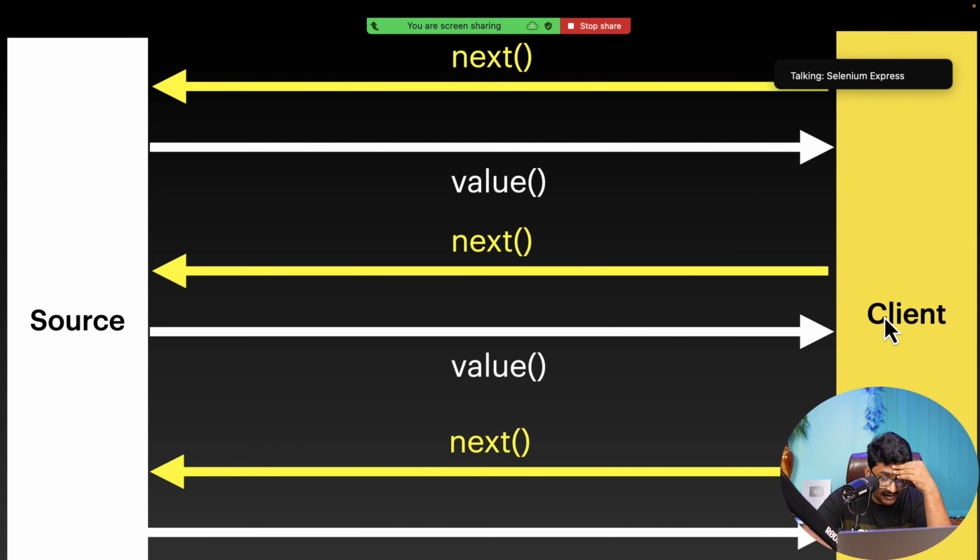Okay. But the client doesn't know if the source has run out of data. If the source has run out of data, the client again will make a call. If there is no data, the source will give null. Okay. So this is what we learned in the iterator pattern. The data processing happens in a one by one manner.